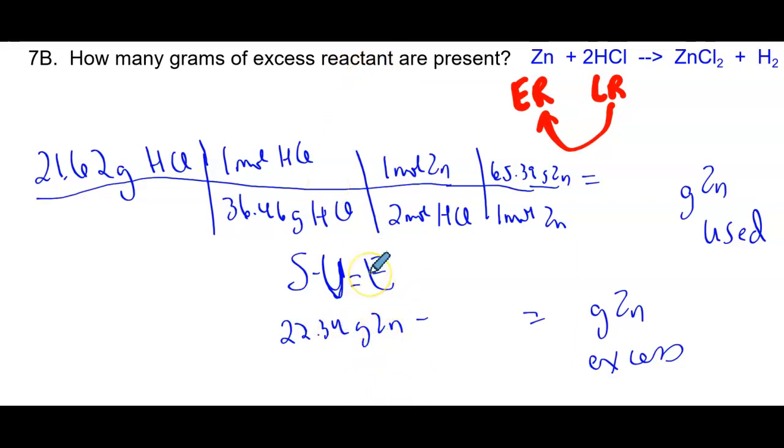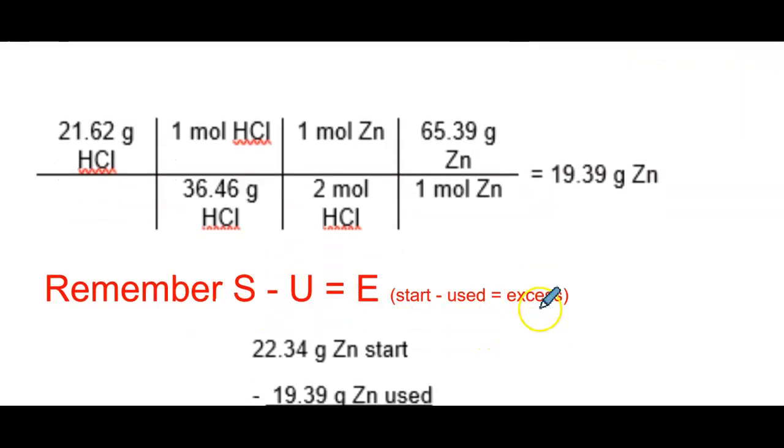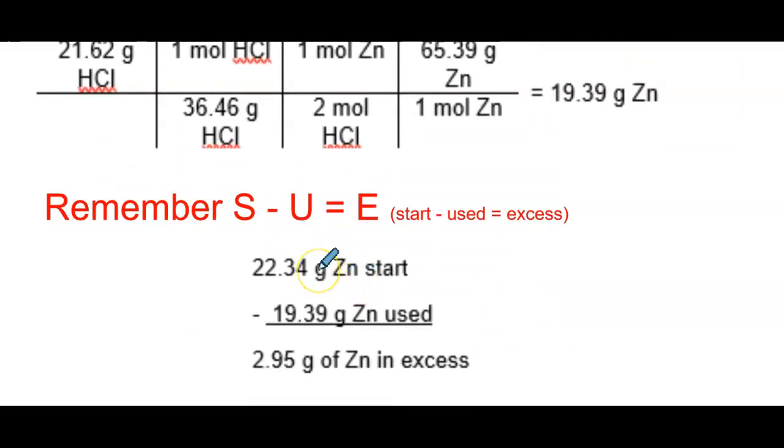Think of SU. Let me show you in better writing. So we took this through, just like on the last problem. I got 19.39 grams of zinc, and then I have to SU. Remember what SU is? It's the start minus used gives us excess. So I did that here. Start, 22.34 grams of zinc. If you look back, that's how much zinc we started with. We calculated, starting with our limiting reactant, we went to zinc. We got 19.39, we subtracted, so our final answer would be 2.95 grams of zinc in excess. That's how much is still in our test tube or left over.